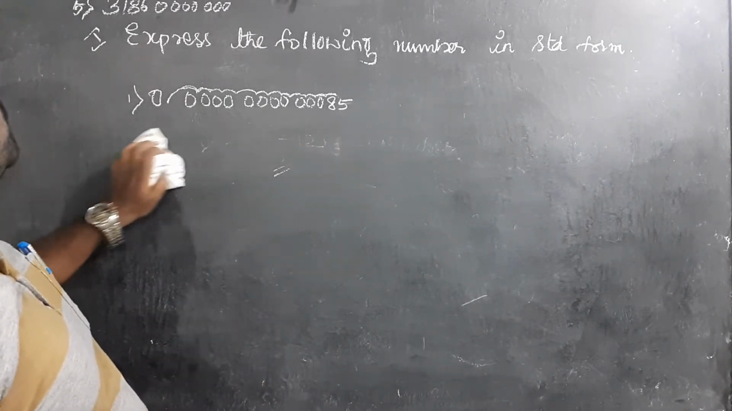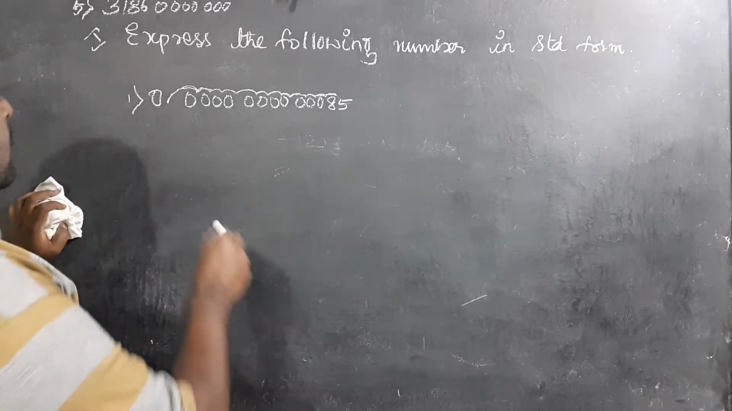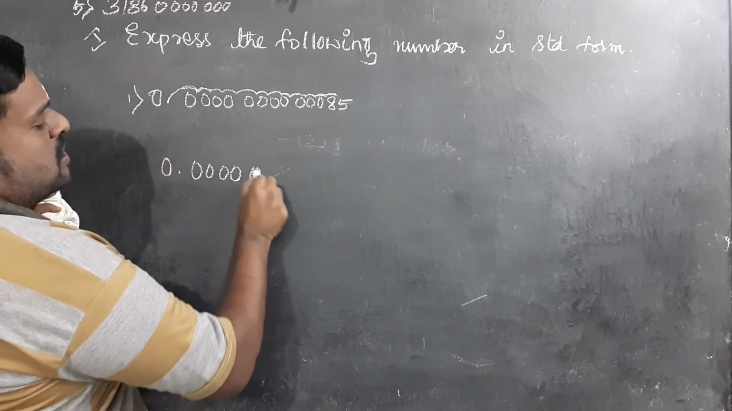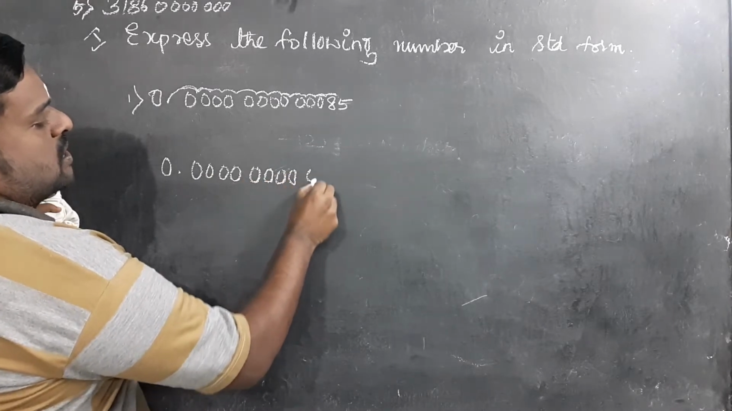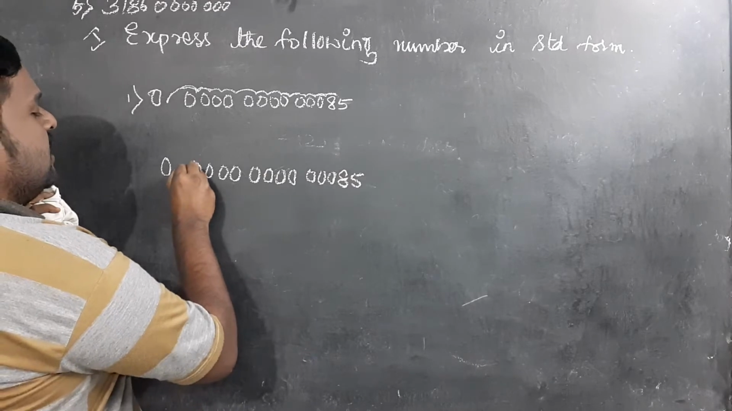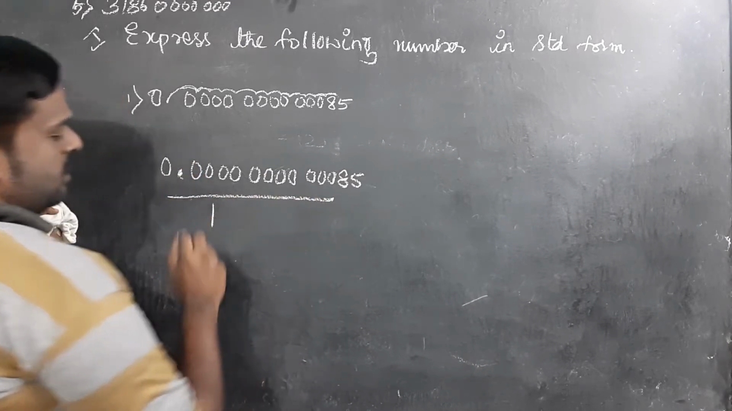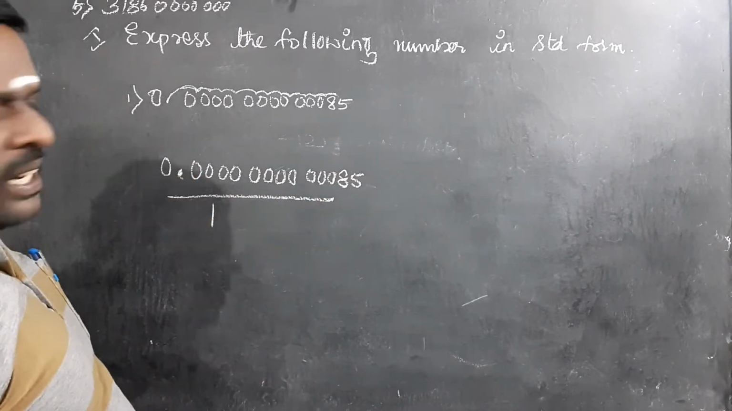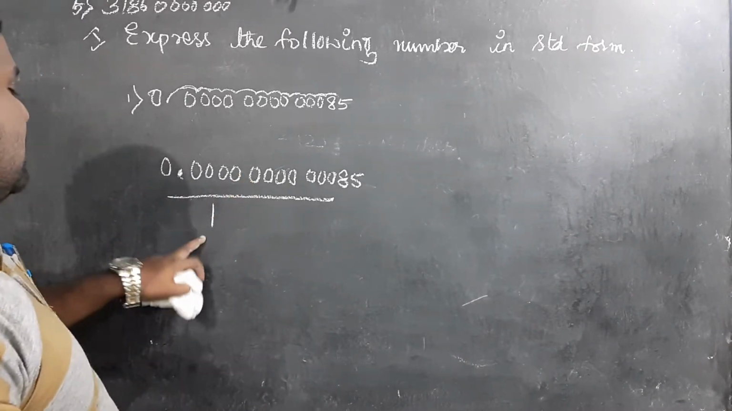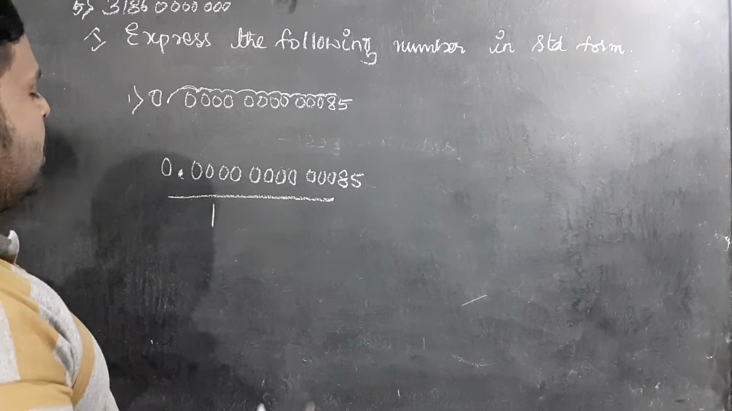Or, what you want to do, now look here: 0.000000000085. It is actually divided by 1. Any number divided by 1 will give the same number. So it is actually divided by 1. Now what I am doing here is very important.